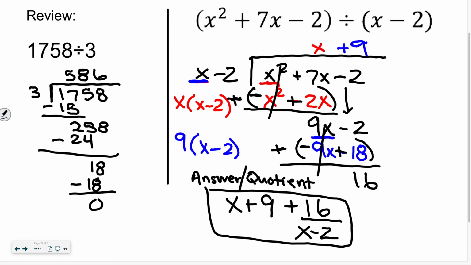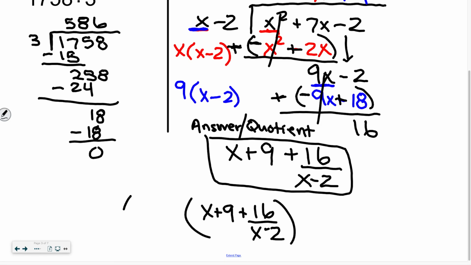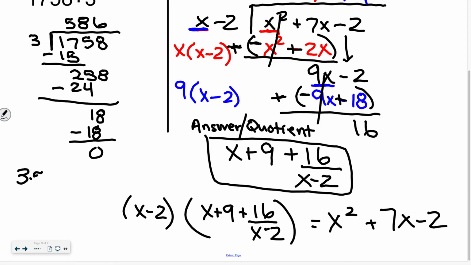Okay, what that means is, if I did my answer or my quotient, x plus 9 plus 16 over x minus 2, and I multiplied it by the thing I divide by, x minus 2, I should get x squared plus 7x minus 2. That's the idea up here, right? That 3 times 586 is in fact 1,758.